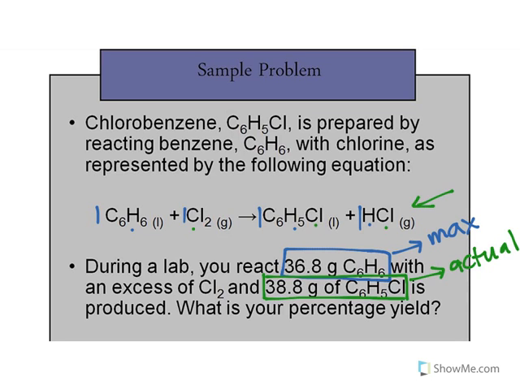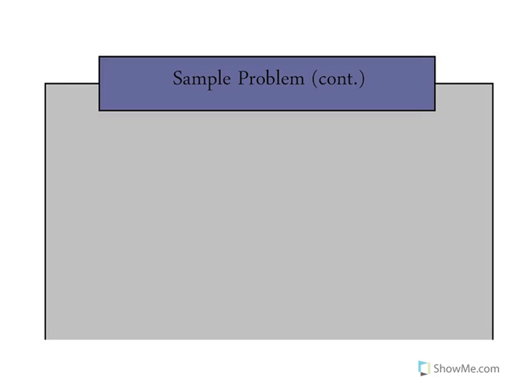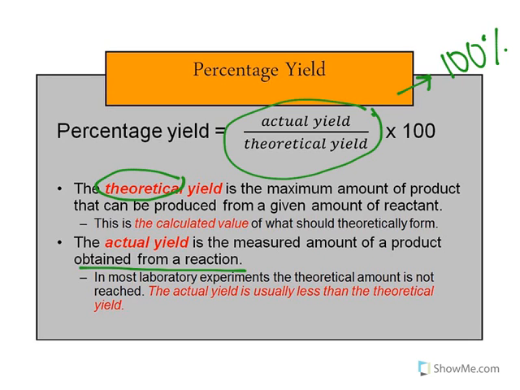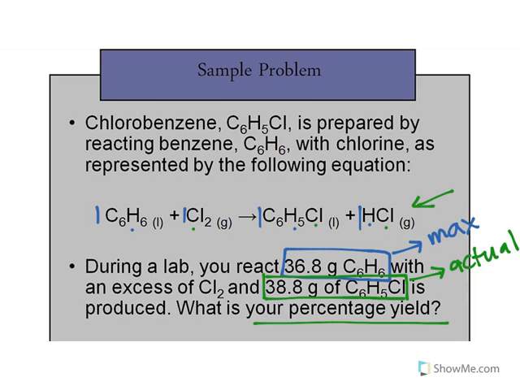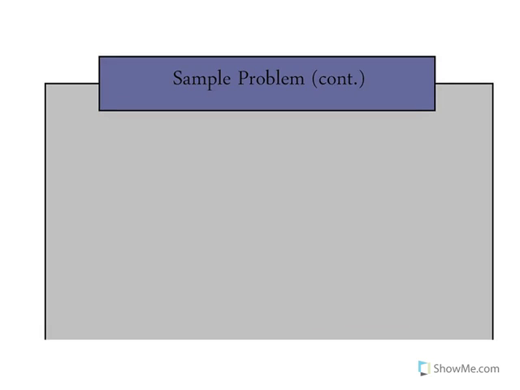And so from that, it wants you to calculate your percent yield. So we can first just remind ourselves that the equation we want to use is just actual yield over theoretical yield. Okay, and so this right here, we just said is our actual yield. So we have 38.8 grams of C6H5Cl is what was produced.